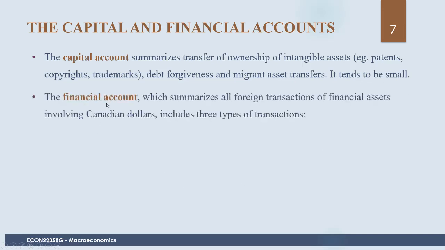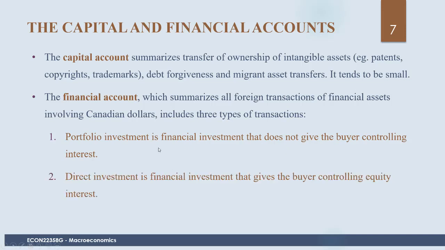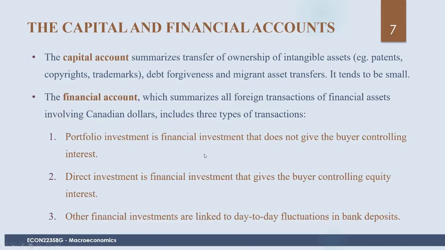The financial account, though, a lot of times this is just called the capital account, but we could think of the capital account as including both capital and financial accounts. So the financial account summarizes all foreign transactions of financial assets involving Canadian dollars, and they include three types of transactions. Portfolio investment is a financial investment that does not give the buyer controlling interest. So this is you purchasing some stocks for your retirement plan. Direct investment is a financial investment that gives the buyer controlling equity interest. And three, other financial investments are linked to day-to-day fluctuations in bank deposits.